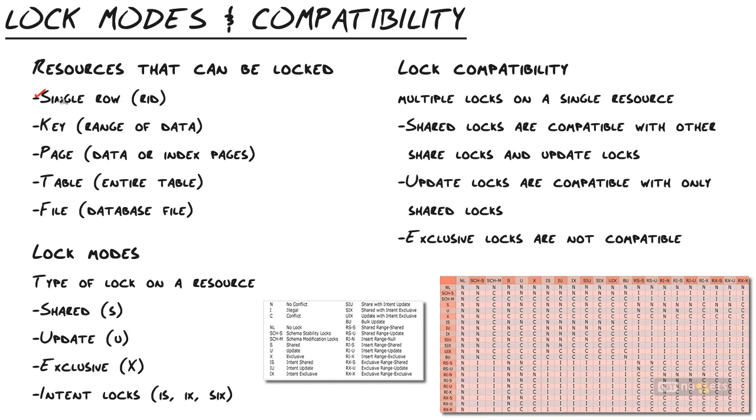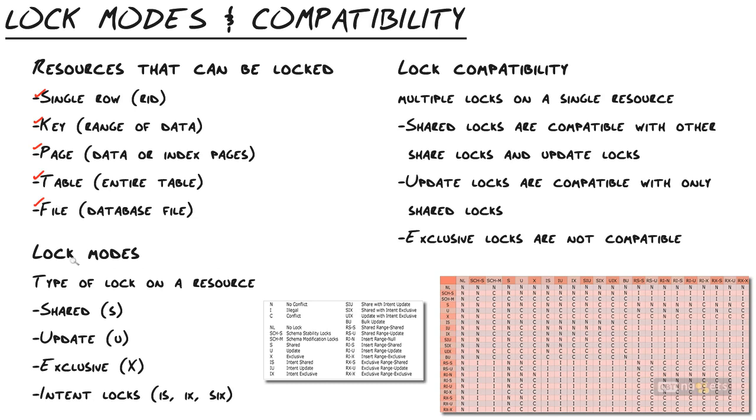We've got the single row, which is the lowest level of granularity there, locking a row for read or write access. Key, which is locking a range of data. A page, data or index page. A whole table, that's really what we want to avoid here. And then also a database file. And there are some more in between there. There's an extent and some other things here. But these are going to be the big ones.